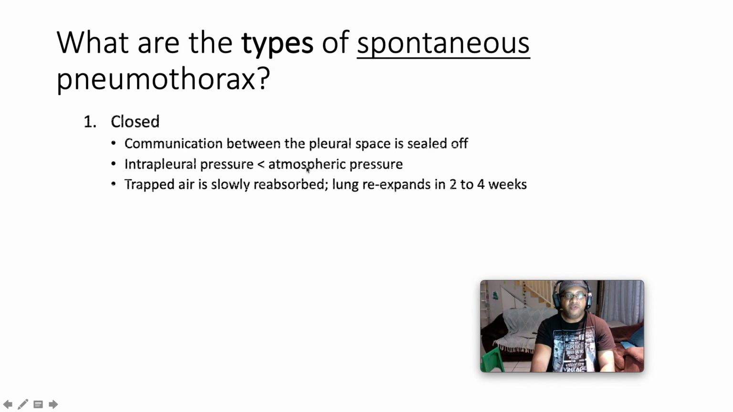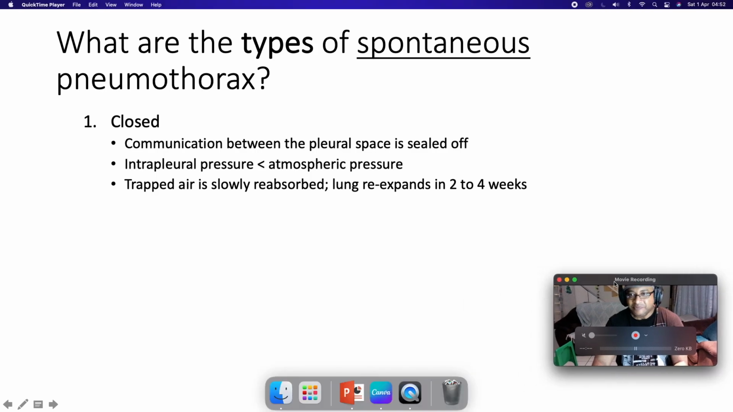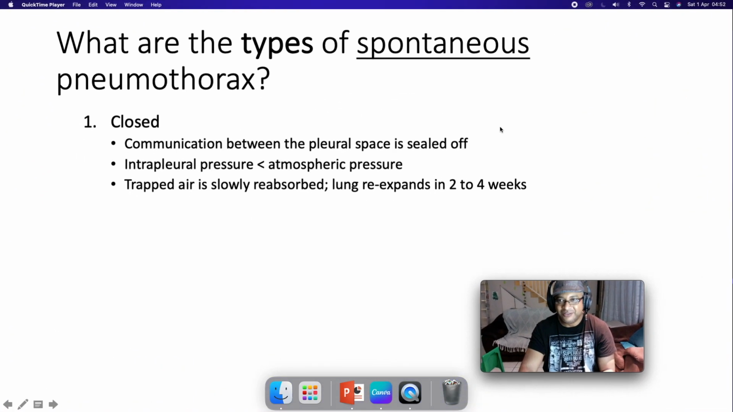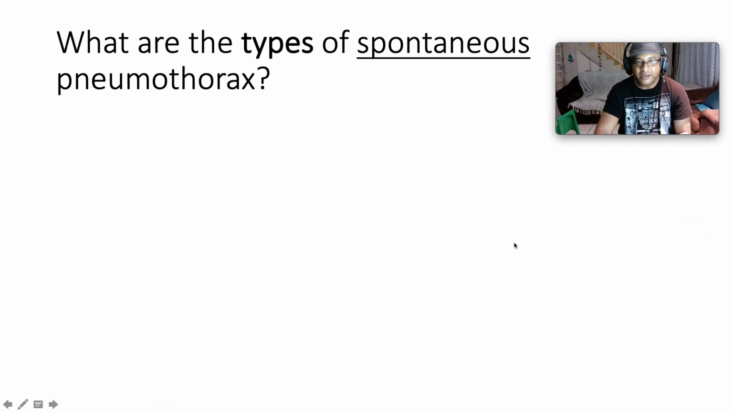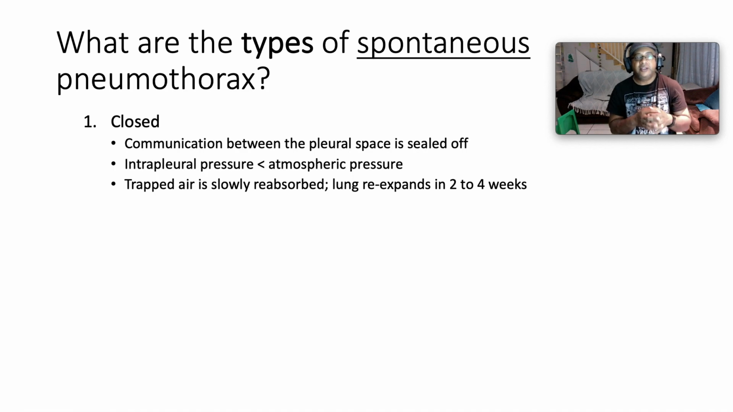So what are the types of spontaneous pneumothorax? Yes, this is a spontaneous pneumothorax. So it can be, let's go back in time, closed, in that the communication between the pleural space and the atmosphere is sealed off, right? And here the interpleural pressure is actually less than atmospheric pressure. Trapped air is slowly reabsorbed and the lung should re-expand in about 2 to 4 weeks.